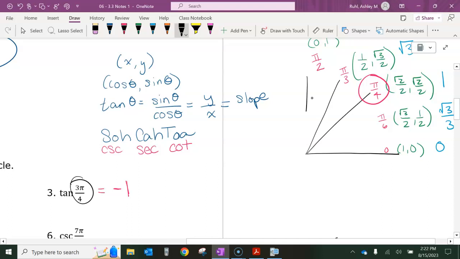sorry, I accidentally deleted these. So instead of going up to pi over 3, I would go down the same exact distance. So that puts me in my fourth quadrant, doesn't it?